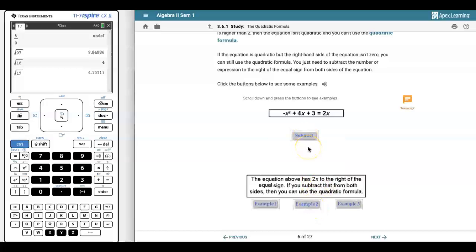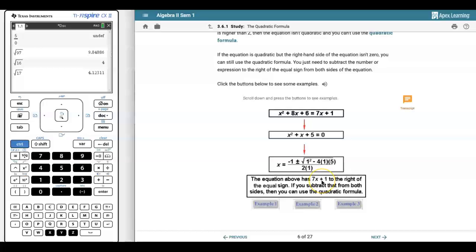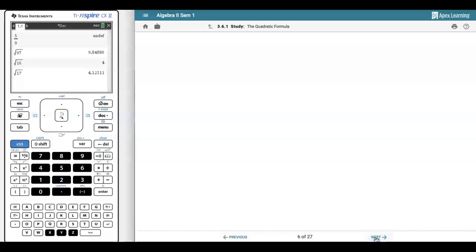For number 2 here, you've got a 2x. Great, just move 2x to the other side by subtracting 2x from both sides. We then apply our formula and we would simplify from there. Last one here, 7x plus 1. Great, you subtract 7x and subtract 1 from both sides. There you go, you're left with x squared plus x plus 5 equals 0. We're in that standard form. So when we apply the formula, we look like that. And again, we would simplify down and solve further, but this is just showing you that you got to get it in that standard form of our quadratic equation.